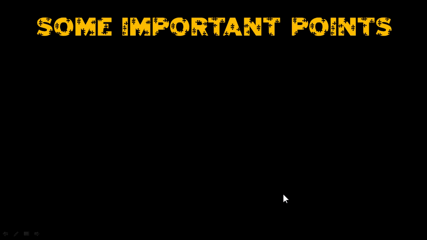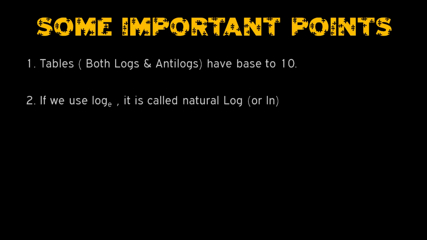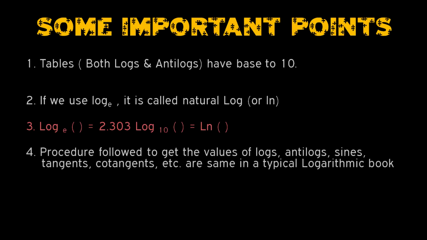Now finally, let us revise it. I know I've thrown a lot of information at you, so let us just revise what we have done. Tables give base 10. Log e is also known as natural log. To do that, multiply log base 10 with 2.303. Now in a typical logarithmic book, tans, cotans, so on will also have the same procedure to find the values using tables, although their properties and rules may vary.